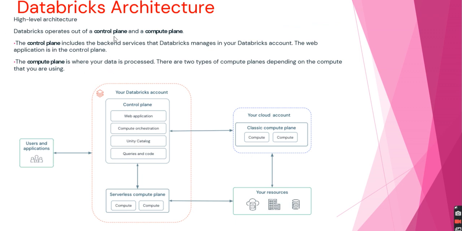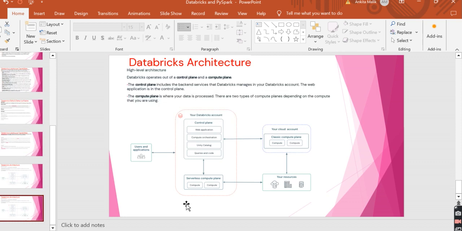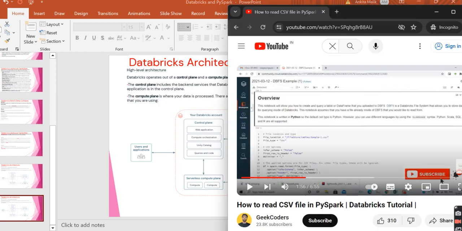It's a high level architecture where we have a control plane and a compute plane. The control plane includes all the backend services, and the compute plane is where your data is actually processed. This is the classic compute, and this is the serverless compute, which I was referring to earlier. So that's about it. We will see a short demo for the Databricks architecture.